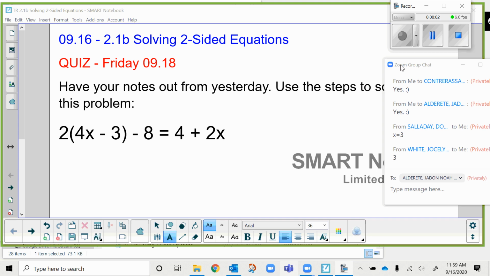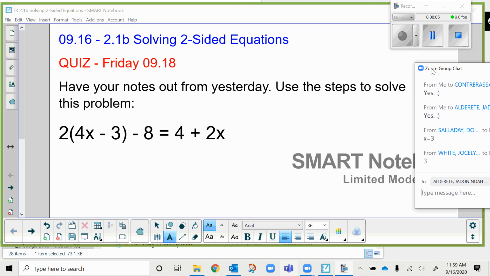All right, if you are watching this video asynchronously, please pause it right now and work this problem, and then don't unpause until you're ready to check your answer. This warm-up right here is a little leveled up from what we did Monday. This warm-up is for the lesson we're actually going to be doing today.